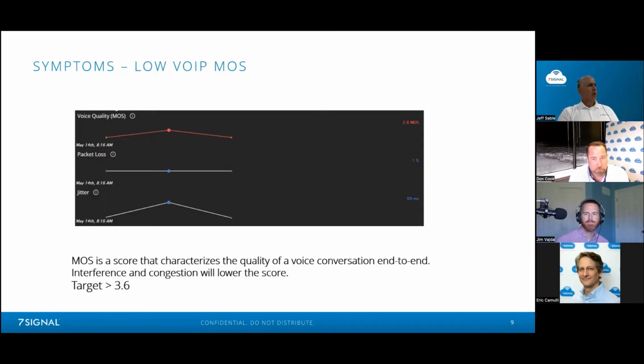Jim, am I interpreting the data correctly in terms of packet loss and jitter? Yeah, and voice is extremely sensitive to any variation in network performance. And in this example, I think it's really the jitter that's a little bit high, 69 milliseconds. I think around 30 milliseconds or below is what most voice vendors will recommend. So that might be what's driving that MOS score down. Good point. Good observation. Thanks.